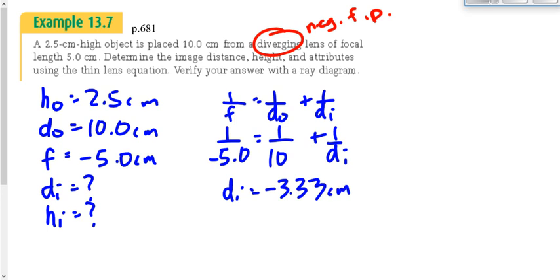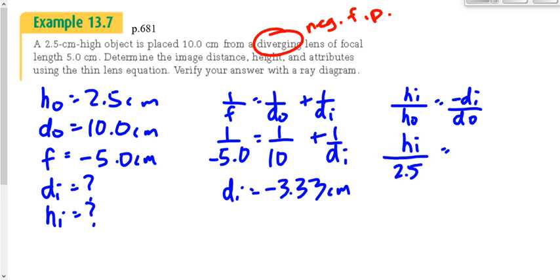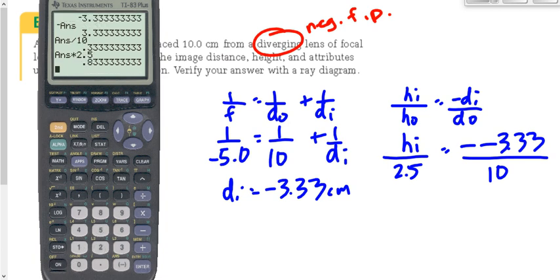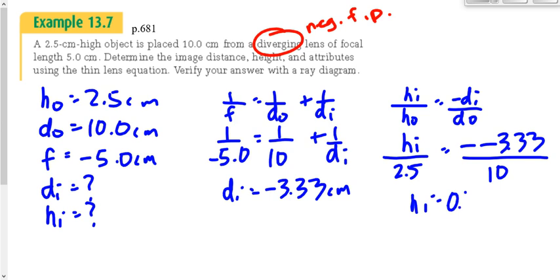We finish off HI. This one's easy too. HI over HO equals negative DI over DO. This is my magnification equation. I'm going to say HI over 2.5, because that's my HO, equals negative 3.33. Notice DI is negative, so it's negative over DO, which is 10. So all I'm going to do is say negative 3.33 divided by 10, multiply that whole thing by 2.5, and my image height is 0.83.